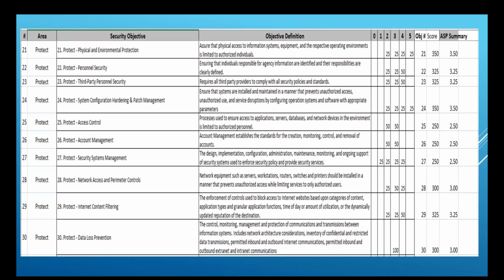Number 25, system configuration, hardening, and patch management. So when someone brings up a new server or a new workstation, we go through and we make certain changes that have been recommended. In this case, most people use some type of a platform on their workstations that is then implemented across all their workstations. So they all should look identical, and all the security settings should be the same.